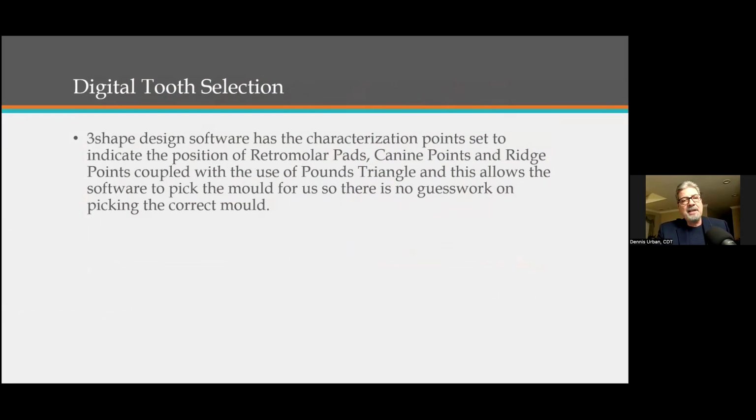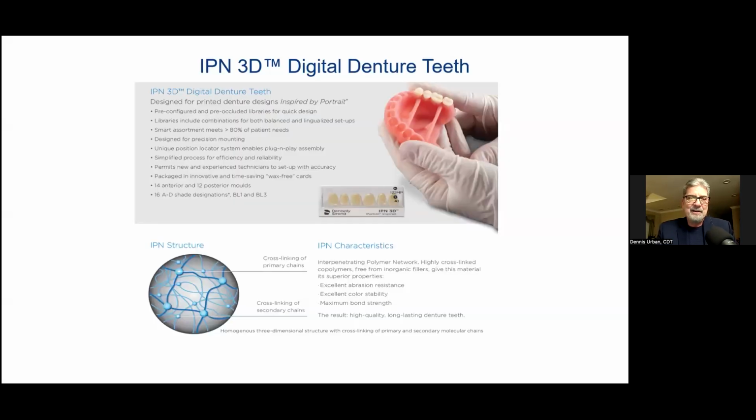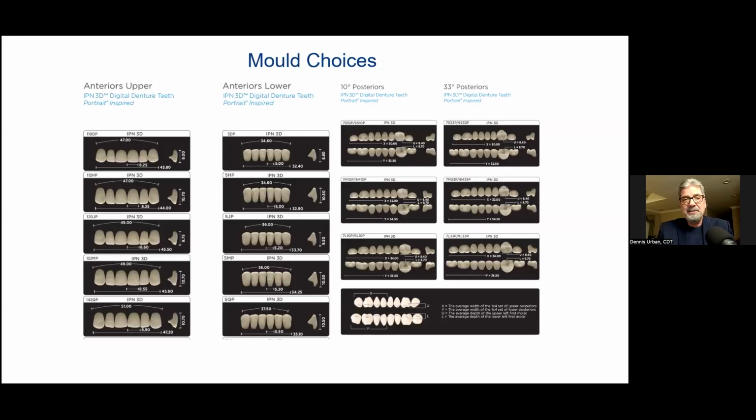So the 3Shape design software has the characterization points to set to indicate the retromolar pads, canine points, and ridge points, and that coupled with the use of Pound's triangle allows the software to pick the mold for us, so there's no guesswork. But every once in a while, I have to pick those, change the molds that they suggest. So Dentsply has their IPN digital denture teeth. You can use those. There's a lot of mold choices here. You can use those to bond into the denture base.